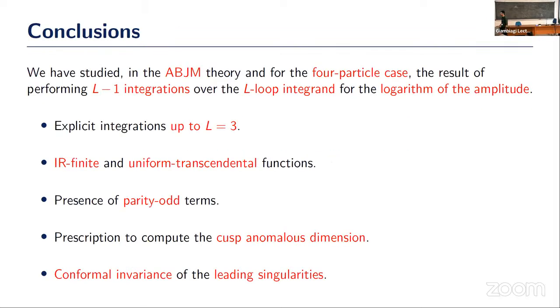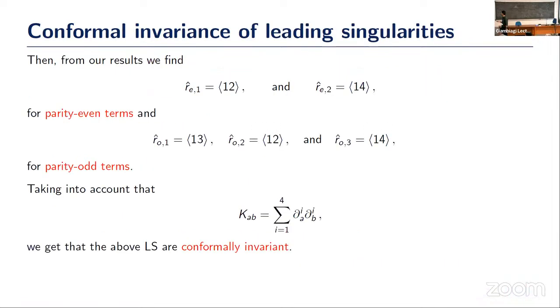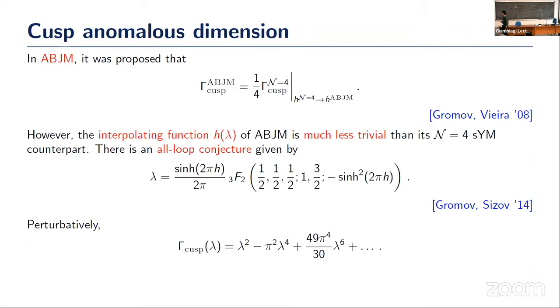Also, this relation between the cusp anomalous dimension in N=4 and ABJM. So that works in general, right? In the coupling, exactly. This relation is obtained from integrability and is non-perturbative. The problem with this is that you have to have an expression for the interpolating function, which is quite non-trivial, but there is a current proposal that is also non-perturbative. Yes, exactly. Strong coupling is given by half-integral powers of the coupling.